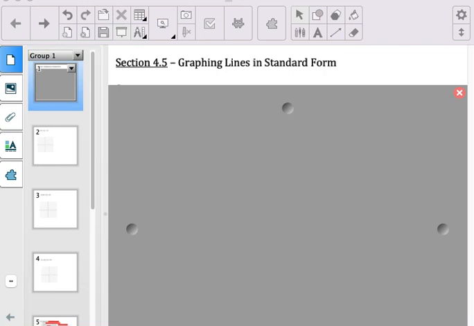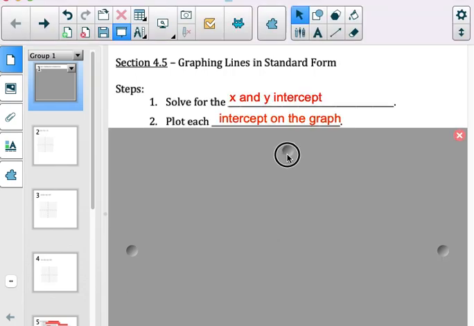Discussing section 4.5, which is graphing lines in standard form. But actually, instead of it saying graphing lines, your paper says graphing equations and inequalities in standard form. So I decided to split that up into two parts. So first of all, how do we graph equations?